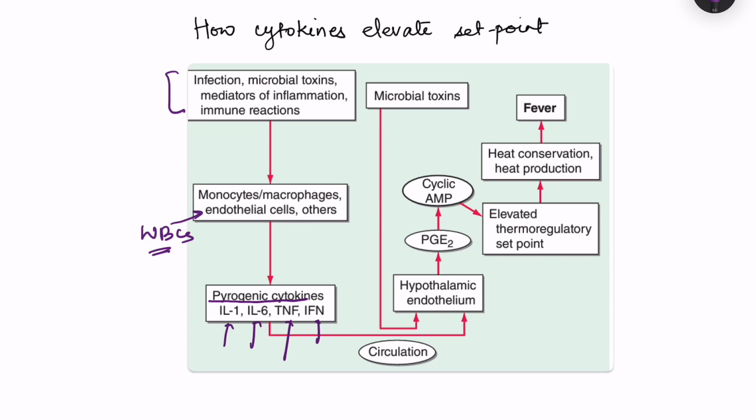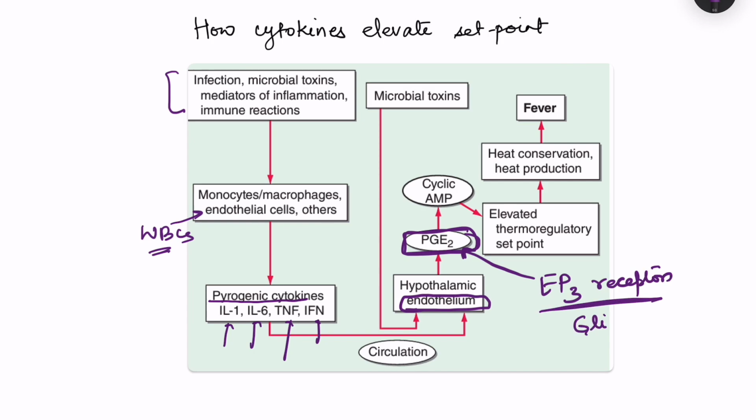Now these enter into the circulation and they act on the hypothalamic endothelium. From the hypothalamic endothelium, prostaglandin E2 is produced. This is the main chemical which causes elevation of the thermoregulatory set point. This prostaglandin E2 acts on EP3 receptors, which are present on the glial cells, and these glial cells in turn produce cAMP.